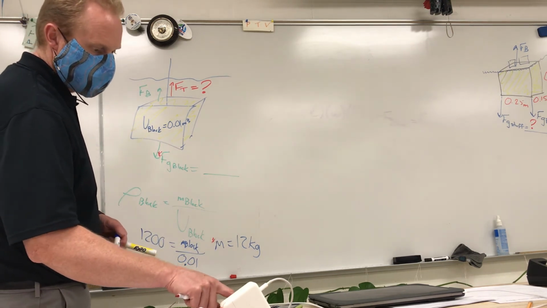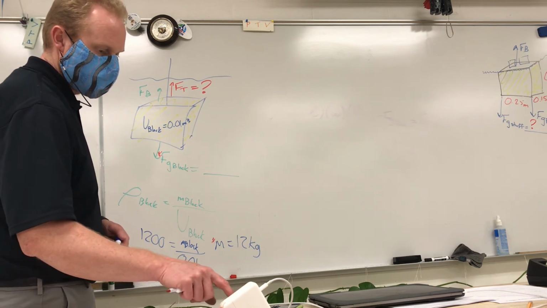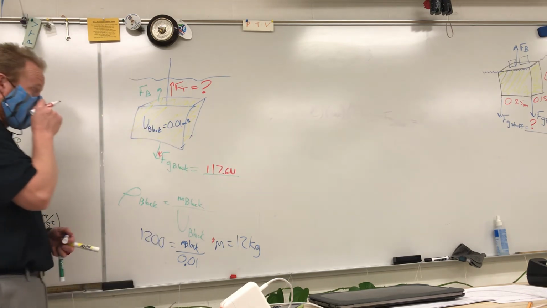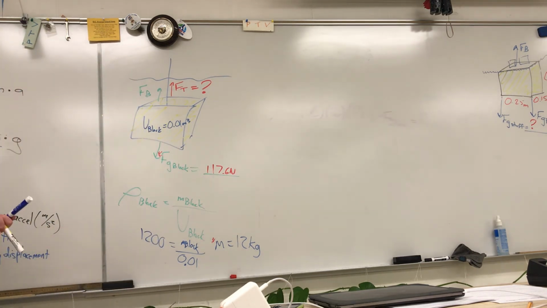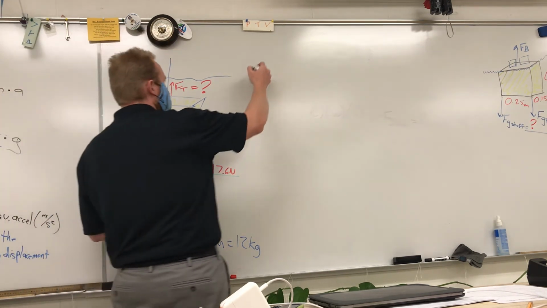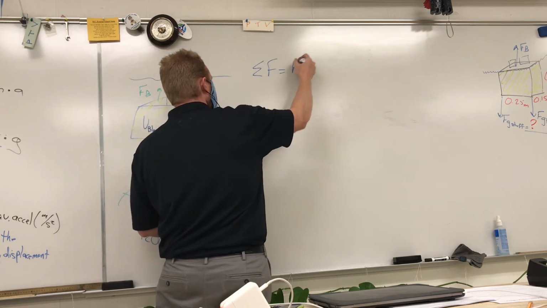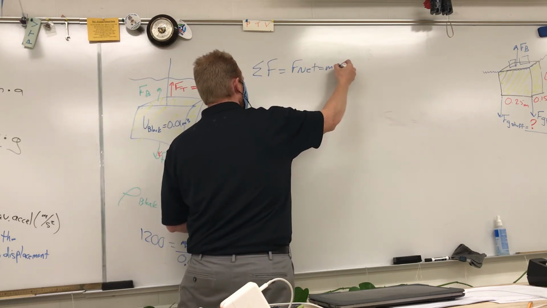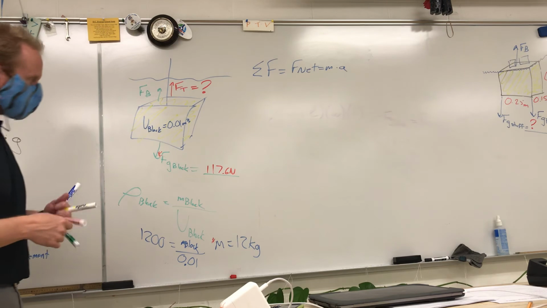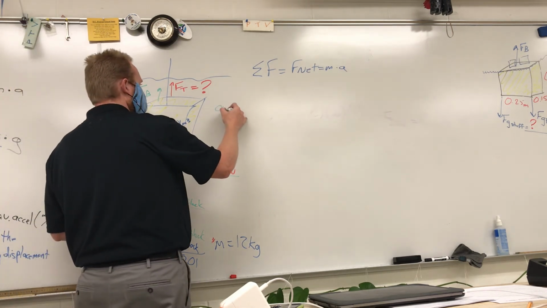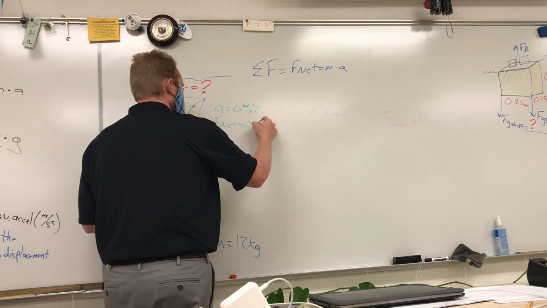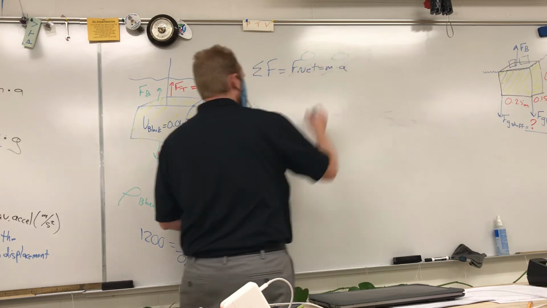So 12 times 9.8, I think, is 117.6 units. That's our F of G. Now, there is no magic formula for tension, therefore I need to use Newton's second law. Newton's second law says the sum of all my forces is equal to F net, which is equal to mass times acceleration. It's being suspended in the water. Suspended means just kind of held in place, which means my velocity is constant, which means my acceleration is 0, which means my F net is equal to 0, which means my forces are going to be balanced.